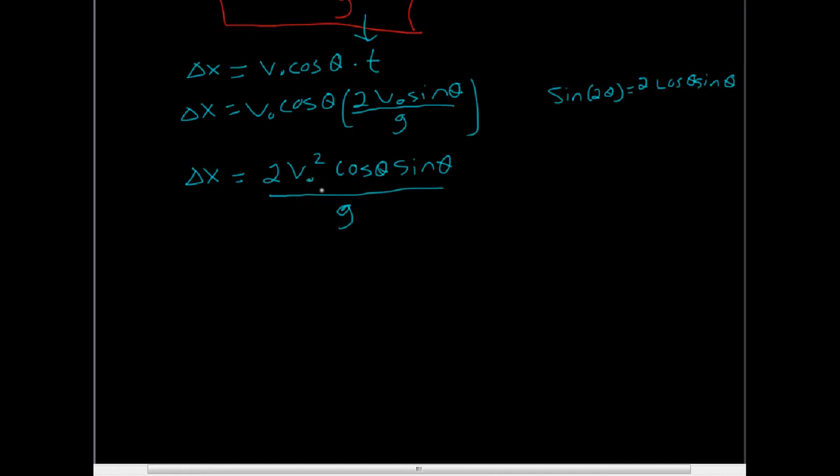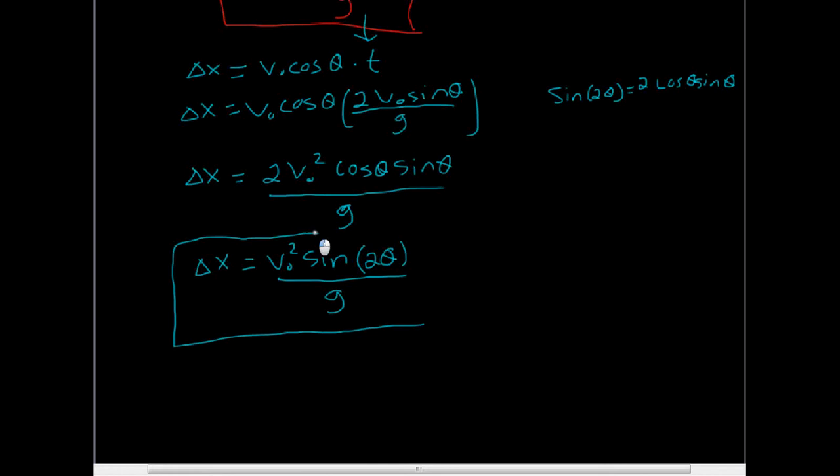Ignoring the v naught squared, you can see it right here. So we can rewrite our horizontal displacement as v naught squared times the sine of 2 theta divided by g. So there you have it. We have now solved for our horizontal range in terms of v naught, theta, and g.